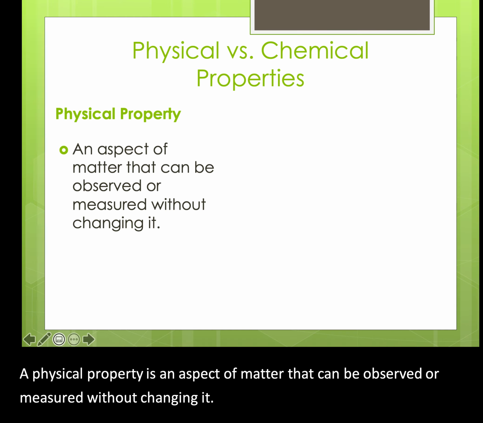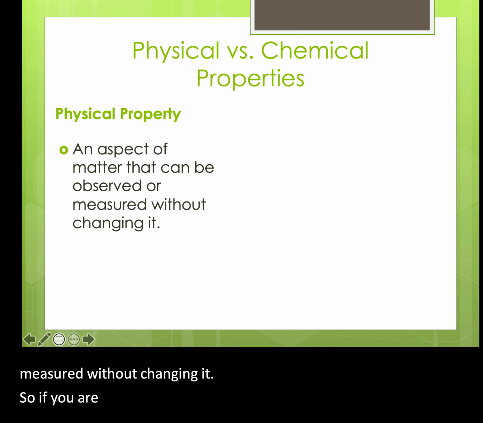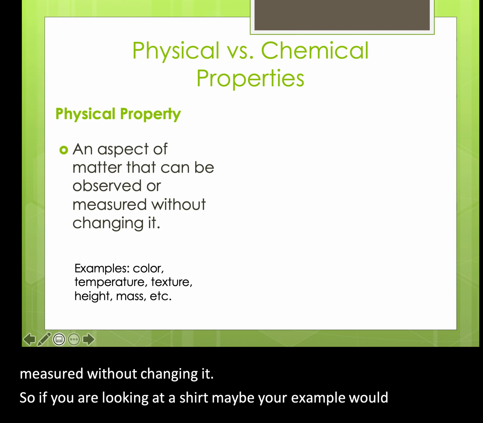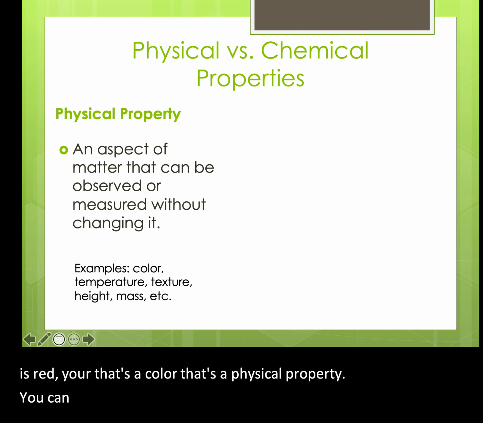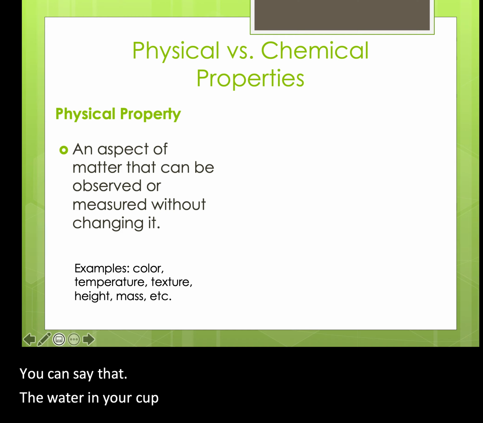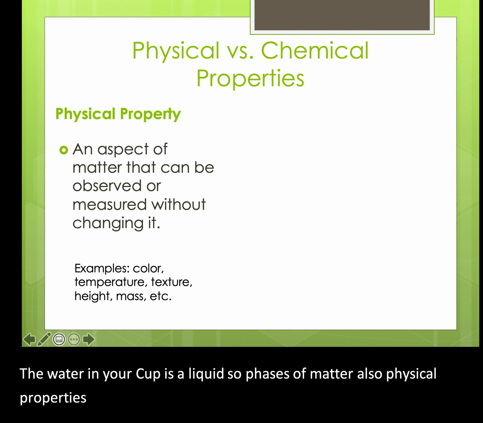So if you are looking at a shirt, maybe your example would be, my shirt is red. That's a color, that's a physical property. You can say that the water in your cup is a liquid. So phases of matter are also physical properties. So are temperature, texture, etc.